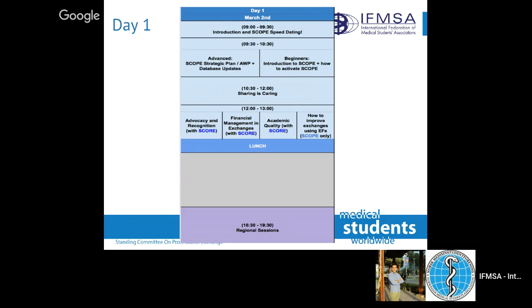And then we will have a training only for SCOPE, where we will train the participants on how to improve exchanges using the evaluation form. So explaining the evaluation form, the data that you can see from the evaluation form, and how you can use them to improve your exchanges.